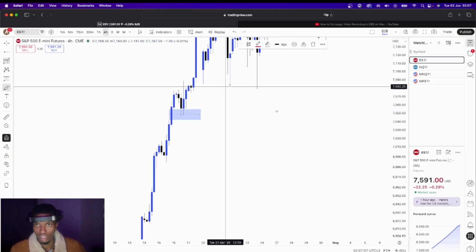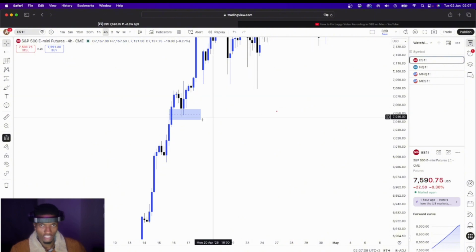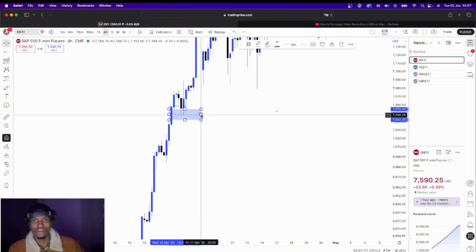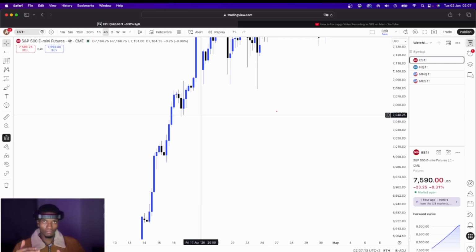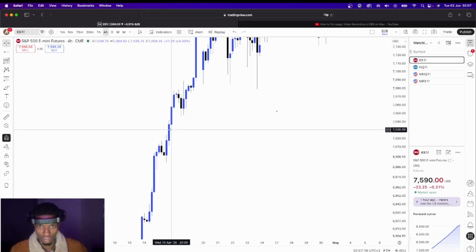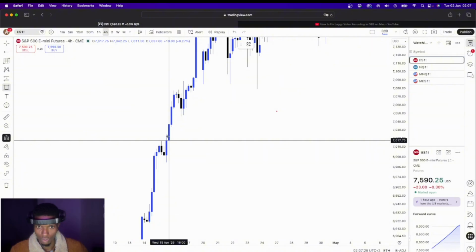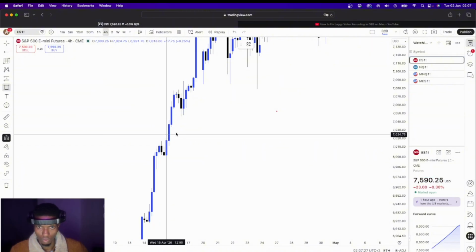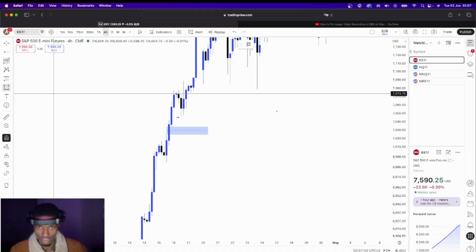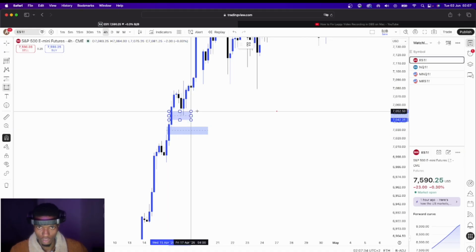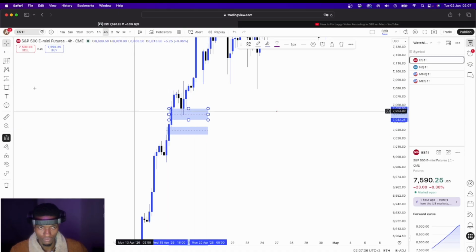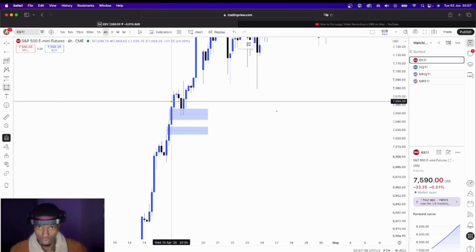So another thing that I wanted to speak about is when fair value gaps are stacked on top of each other. For example, here we have more than one. We have one here, we have the second one there, then we have the third one here.